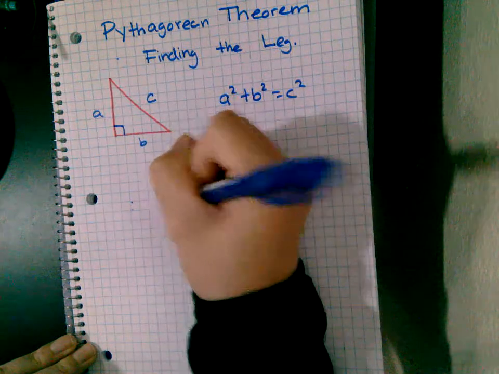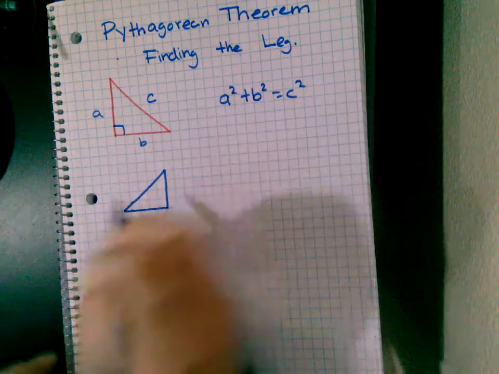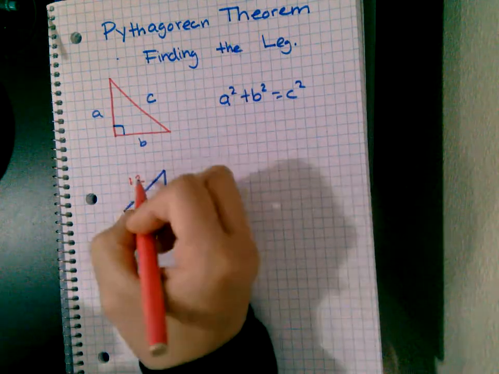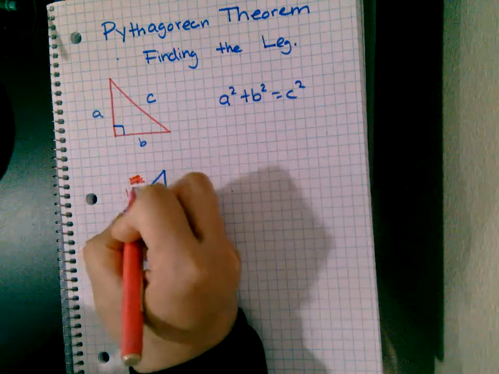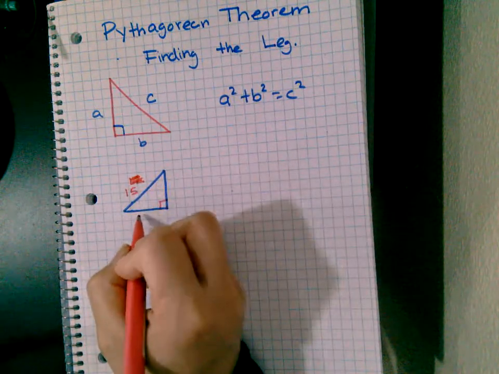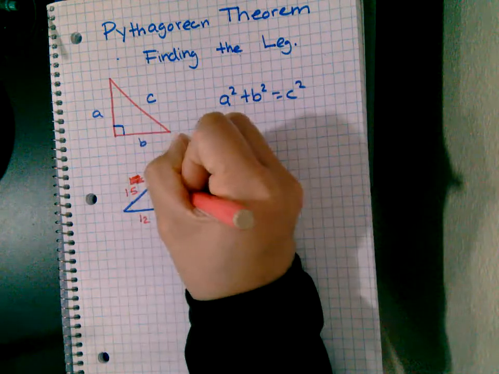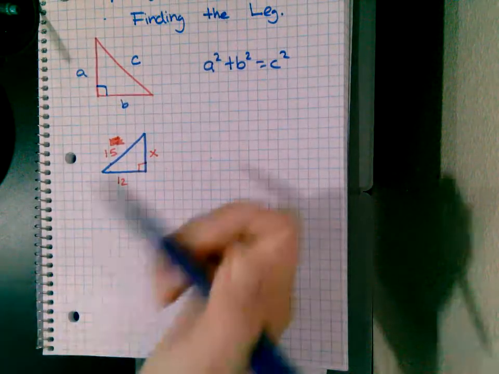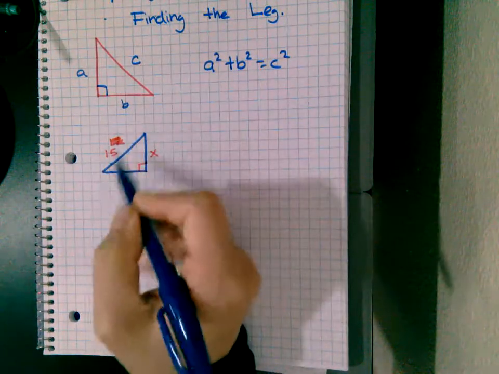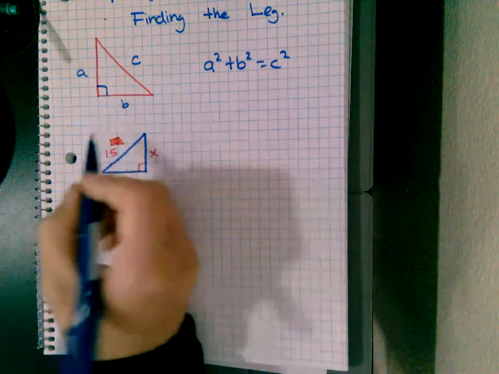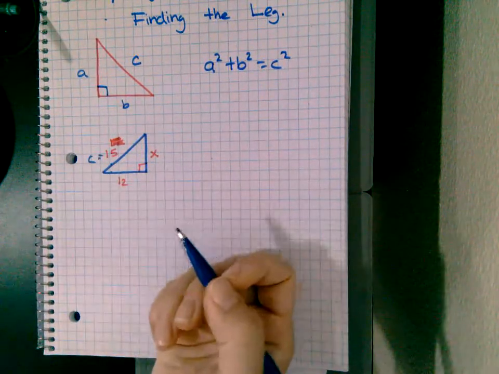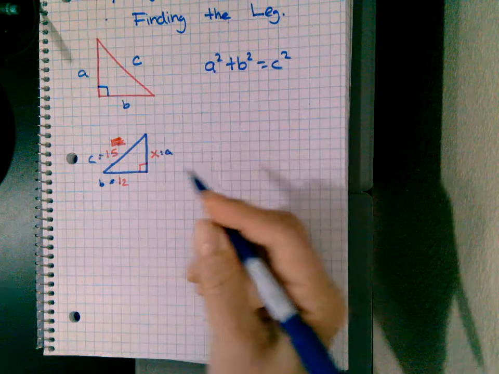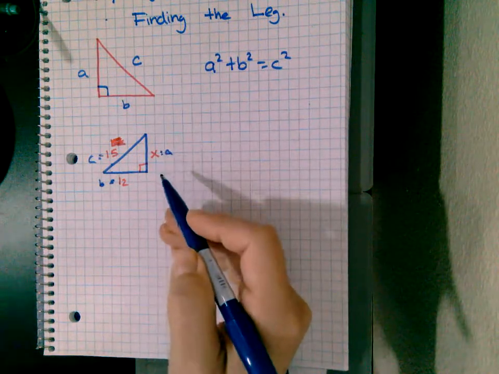I have my triangle here. It's a right triangle. This is 15, this is 12, and this is X. So in this problem, you realize that I actually give you the hypotenuse. This is actually C, so we're not solving for C. This we can call B or A. So this one means that we're solving for A. A is the unknown value. You're solving for a leg.